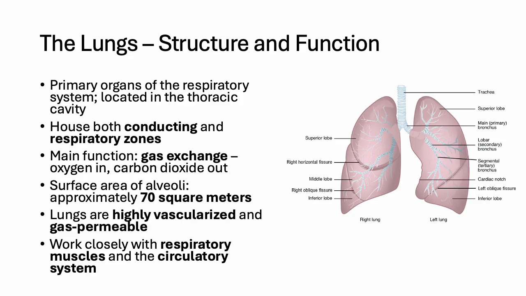In addition to being highly permeable to gas, the lungs are also highly vascularized, meaning that they have an abundant blood supply to transport gases quickly to and from tissues. The pulmonary circulation brings deoxygenated blood to the lungs and returns oxygenated blood to the heart for systemic distribution. The lungs do not function in isolation. They rely on the diaphragm and the intercostal muscles to drive ventilation, and they work in partnership with the circulatory system to transport gases through the body.